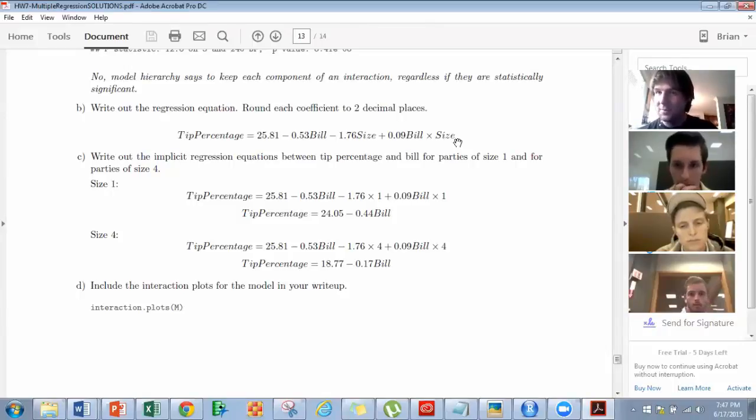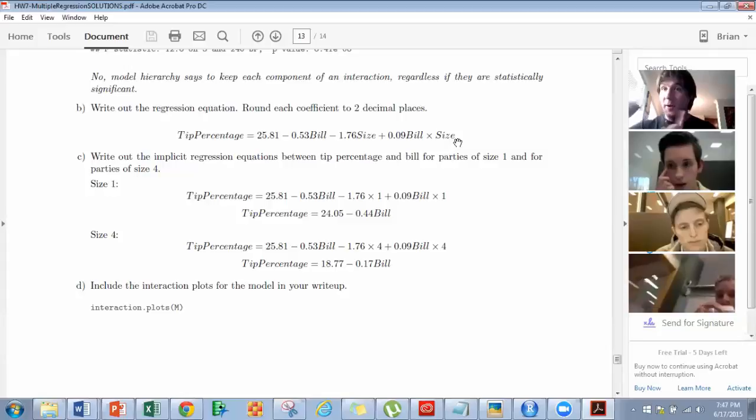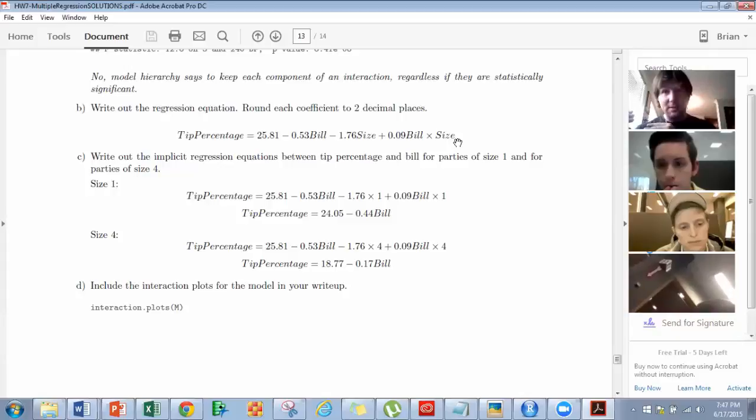You see that? So say it's still 9 for size of party. That would make the effect of bill positive. So bill now becomes something that increases tip percentage. So what does that mean for the interaction? Parties that are bigger, this is saying, if a party is bigger, then the effect of bill will be a positive effect. Does that make sense? But if the party is smaller, the effect of bill will be a negative effect.